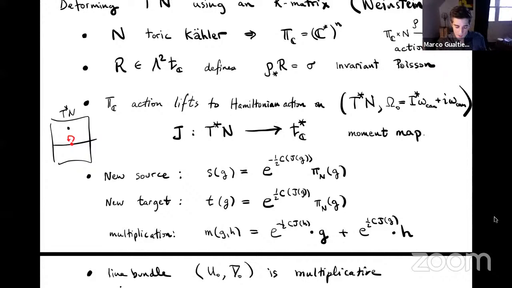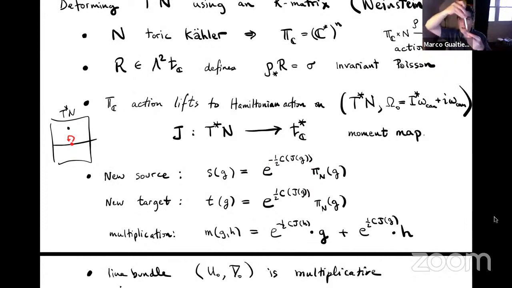But now I'm going to deform the projection map. This is the projection map, which takes the covector to the base point. I'll deform it as follows. I'll take this element of the cotangent bundle and apply the moment map. That will give me something in the dual of the Lie algebra. Then I can contract that element onto the R matrix, and that will give me something in the Lie algebra. And then I can exponentiate that to a torus element, and that torus element will act on this point of the base. And there's a minus sign here.